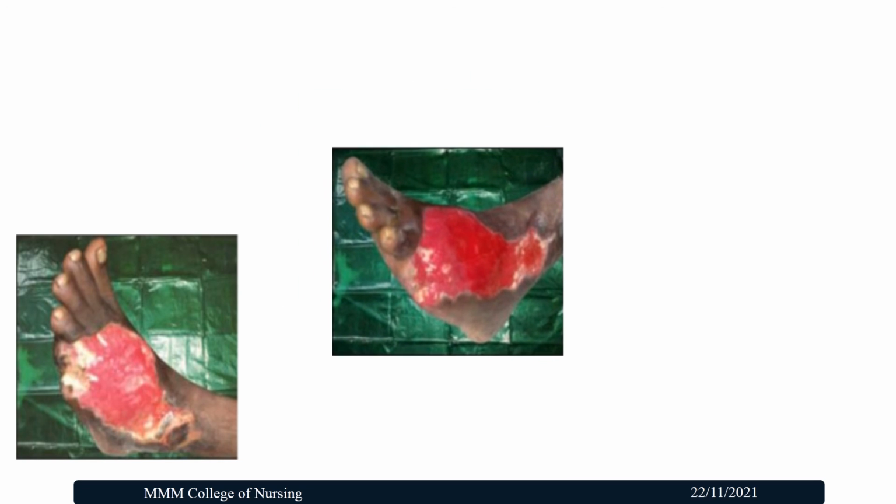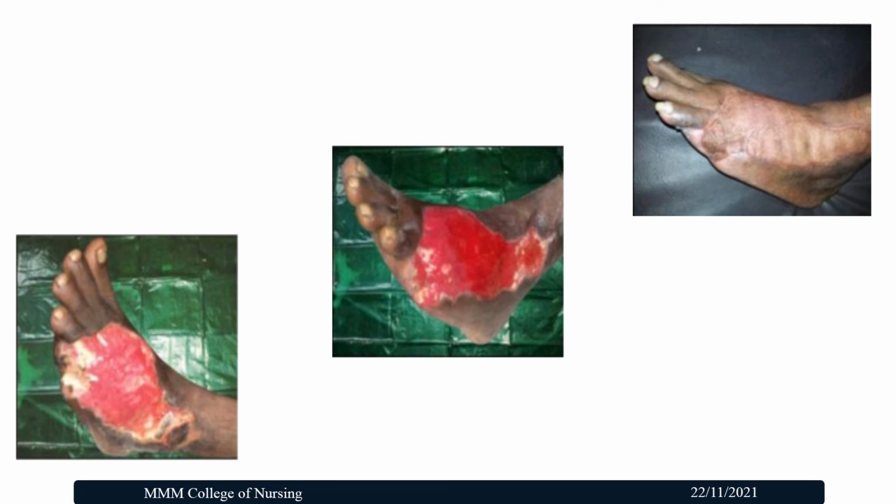Here is an example of a wound which is treated with negative pressure wound therapy. This picture shows the condition of the wound before applying the therapy. At the end of the therapy, the wound was very clean and granulation had started. And at the end of the treatment, the patient underwent skin grafting and complete healing was achieved.